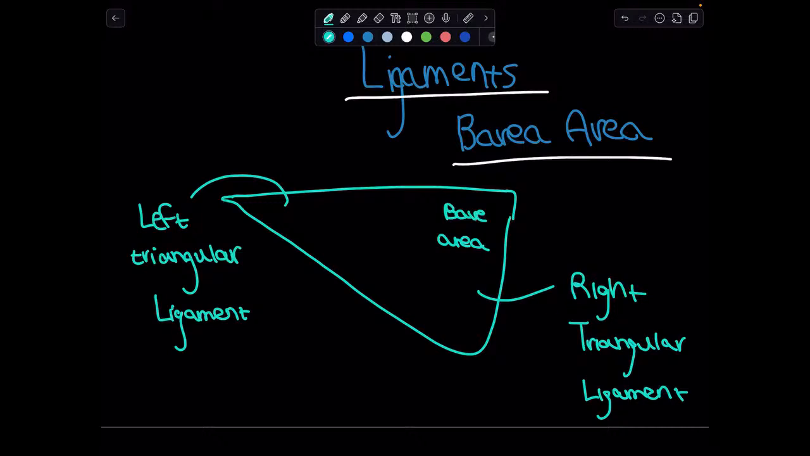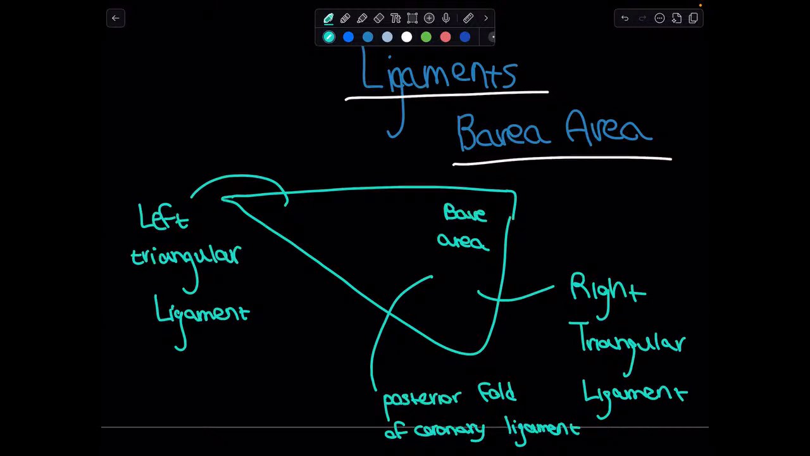And we have a posterior fold of coronary ligament. What's that? The posterior fold of the coronary ligament is part of the peritoneal reflection that attaches the liver to the diaphragm. It runs along the posterior surface, helping to define the bare area and stabilize the liver in place.